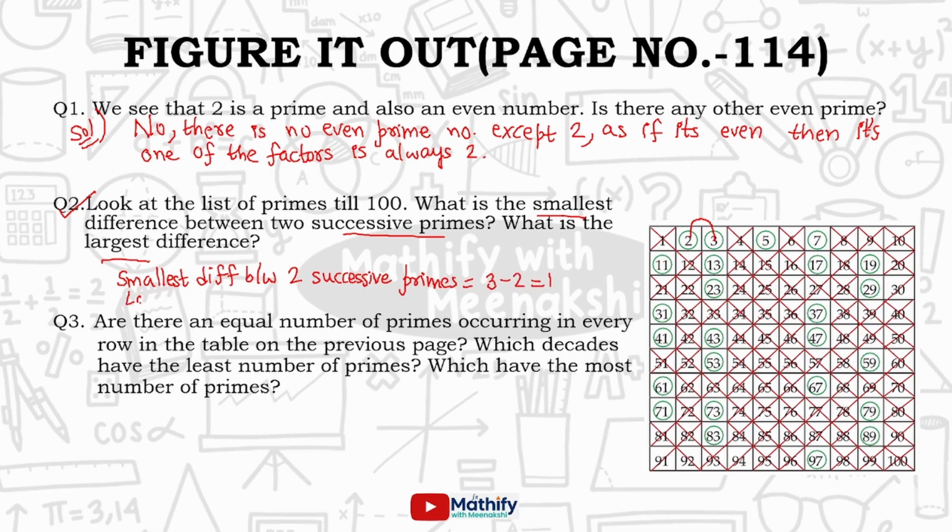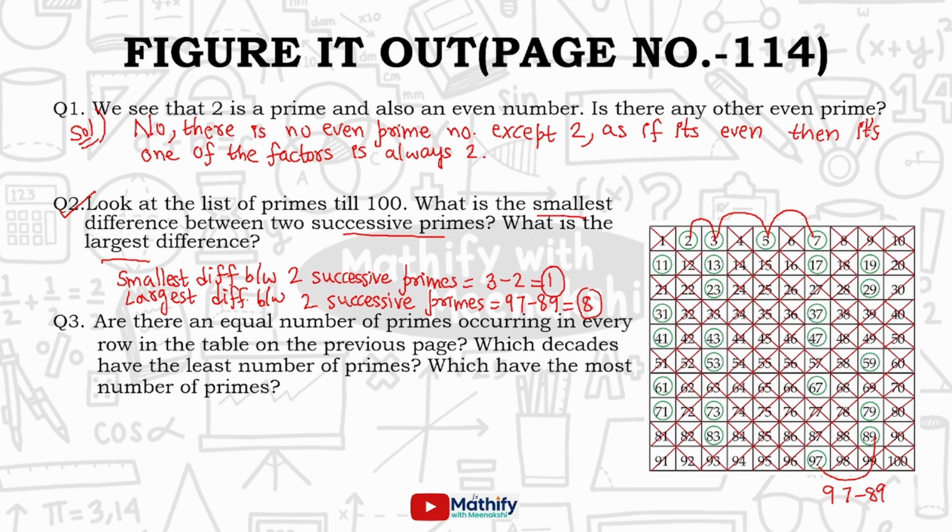And where is the largest difference between two successive primes? If you see carefully, here the difference is 2, here the difference is 2, then 11 minus 7, then 13 minus 11, then 17 minus 13. So the largest difference is here, 97 minus 89. So I will write the largest difference is 97 minus 89, that is 8. So answer is 1 and 8.